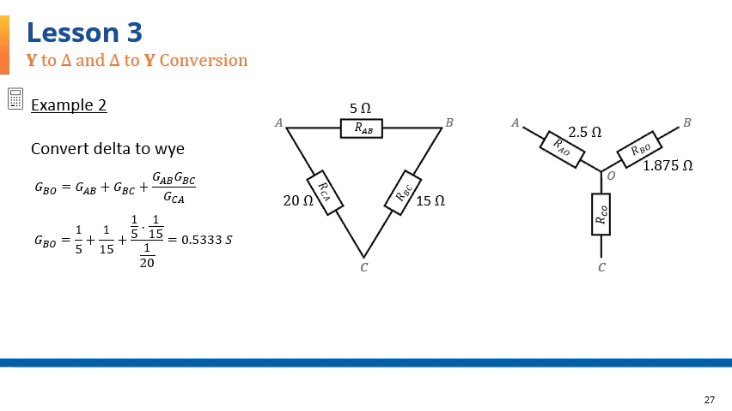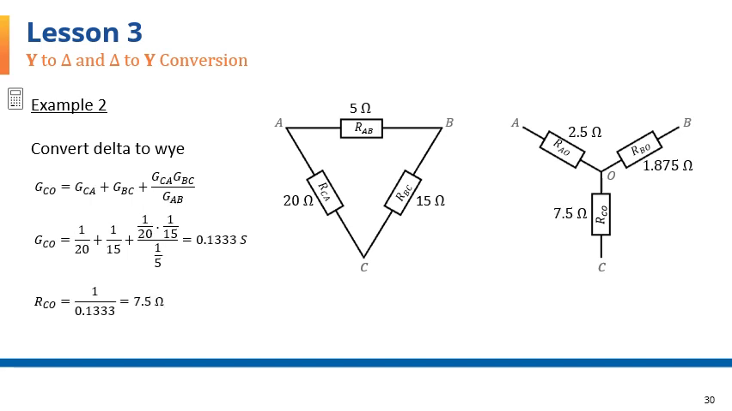We'll do something similar for GBO, and it comes to this value in Siemens. Inverting that gives us the value of RBO, 1.875. And in a similar way, we find the value for RCO. So these are the answers in going from delta to Y connection.